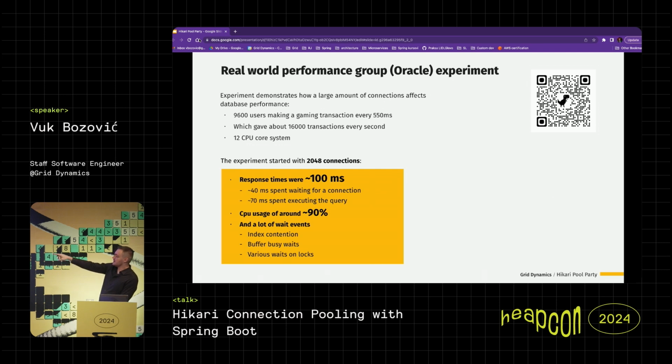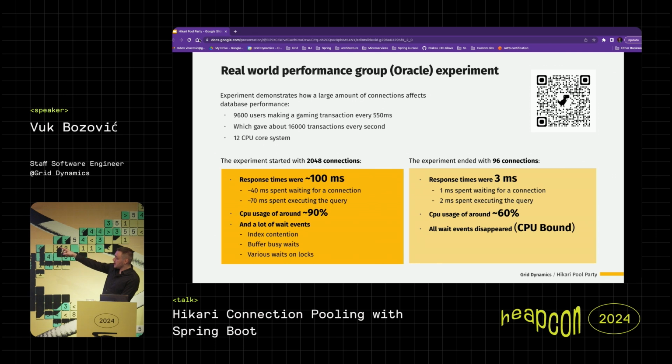So 40 milliseconds were spent waiting for a connection, 70 milliseconds were spent executing the query. CPU usage was around 90%, and there were a lot of wait events, synchronizing on database transactions, updating indexes, and so on. They did the unthinkable. They reduced the number of connections to 96. The response times were an order of magnitude better, 3 milliseconds, with 1 millisecond spent waiting for a connection, 2 spent on executing the query.